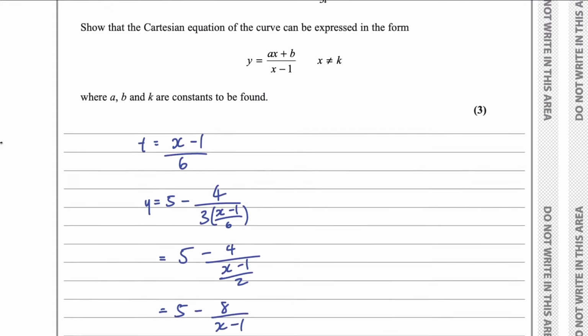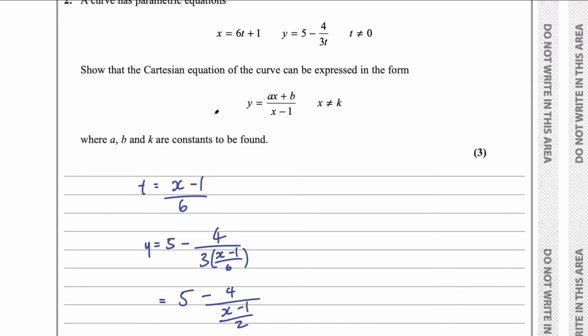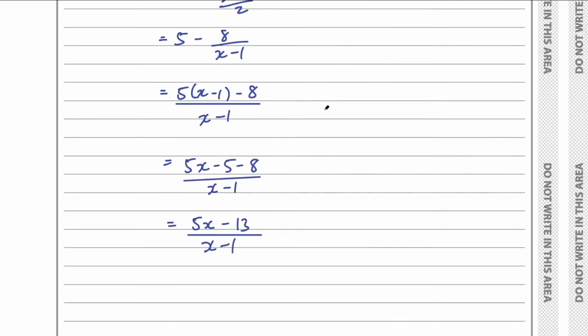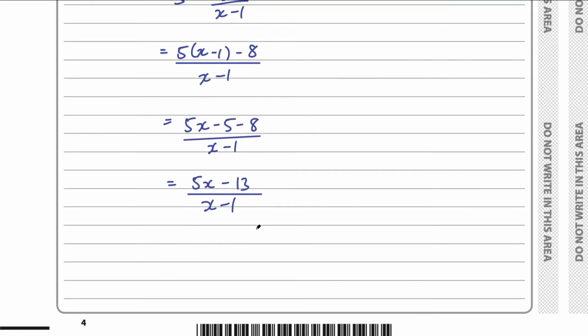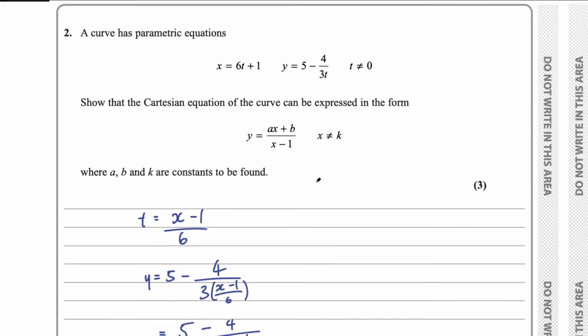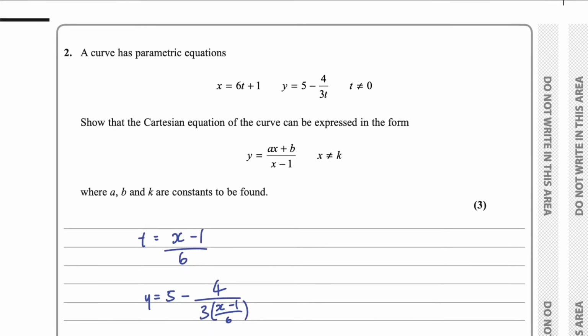And now let's go back to the question. In this case, we would have a equal to 5, b equal to negative 13, and x cannot equal 1 in this case, because then the denominator would be 0 and the solution would be undefined. So we also need to state x is not equal to 1. All right, there we go. That was question 2 for 3 marks.